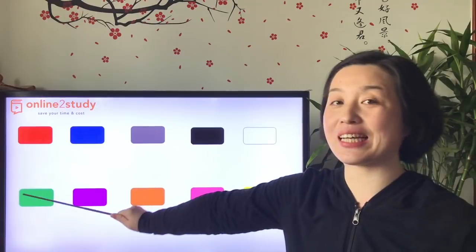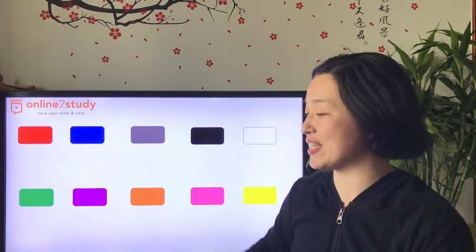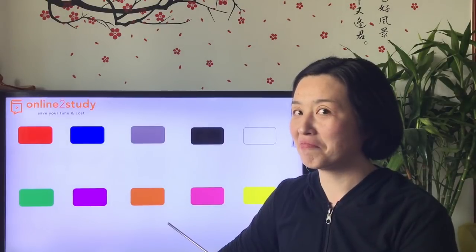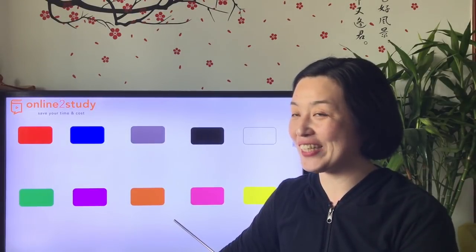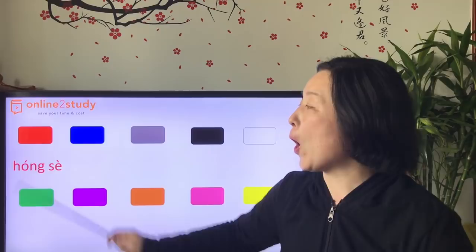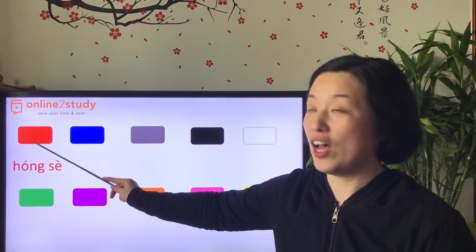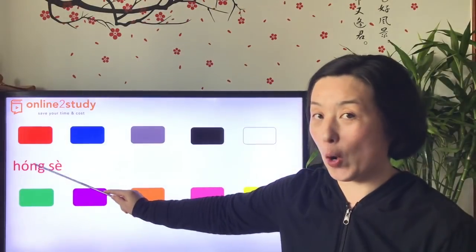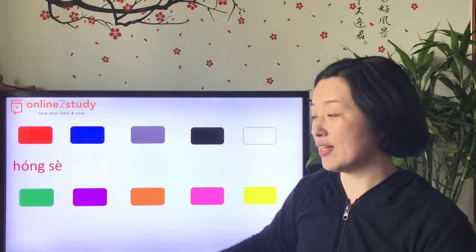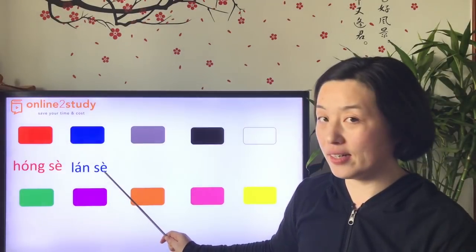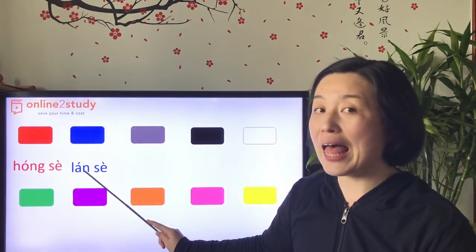Okay, what is the first color? You know it in Chinese? I don't think so. The first color is 红色. 红色 is this 红色. So what is the second? The second one is 蓝色. Yes, 蓝色.